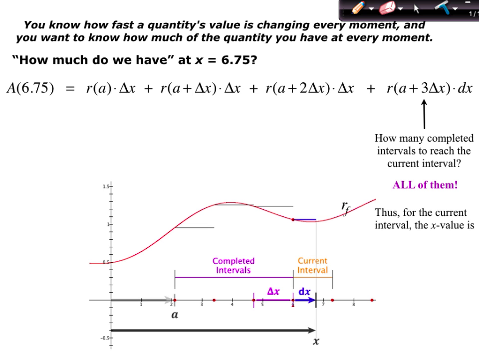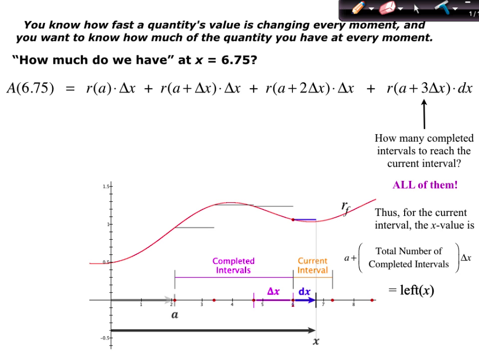So for the current x interval, the x value is what? A plus the total number of completed intervals times delta x. We already said that, right? Like our example was a plus 100 delta x. And we said that all equals to what? Or actually, the total number. That is left x, right? So if you go a plus total number of completed intervals times delta x, you're getting to the x value at the beginning of the current interval.